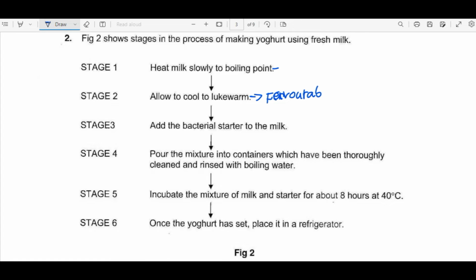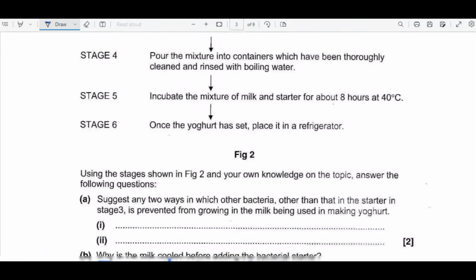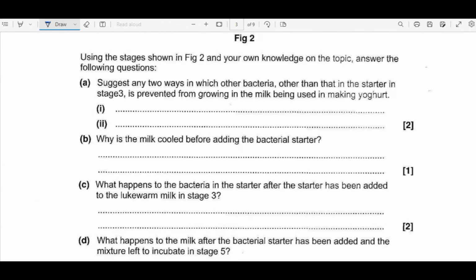Then stage 4, pour the mixture into containers which have been thoroughly cleaned and rinsed with boiling water. Stage 5, after this is done, you incubate the mixture of milk and starter for about 8 hours at 40 degrees. So this one is just you keep it for 8 hours. Then in stage 6, once the yogurt has set, place it in a refrigerator. So we have now, using the stages shown in figure 2 and your own knowledge on the topic, to answer the following questions. Suggest any 2 ways in which bacteria other than that in the starter in stage 3 are prevented from growing in the milk being used in making yogurt.